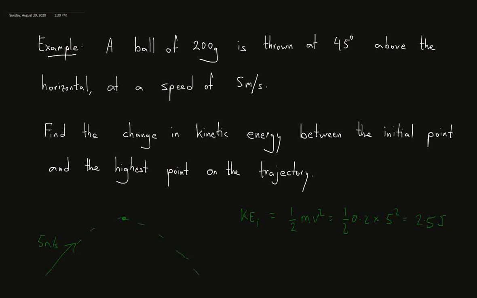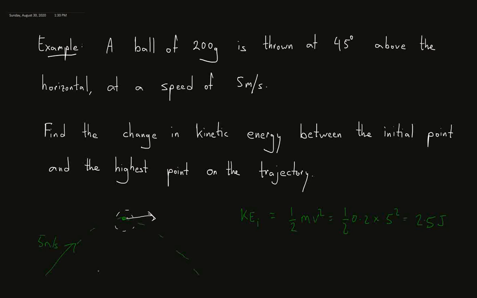What about the kinetic energy at the highest point of the trajectory, which is here? Well, of course, at this point the velocity of the particle is not zero, right? It's still moving forward. The vertical component is 0. So the velocity vector at this point looks like this. Do we know something about its magnitude?